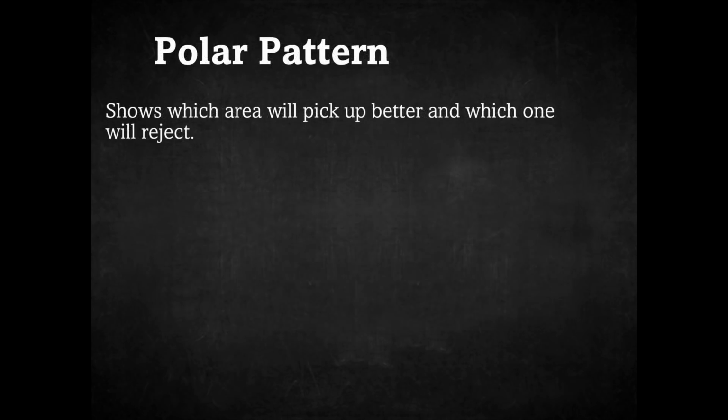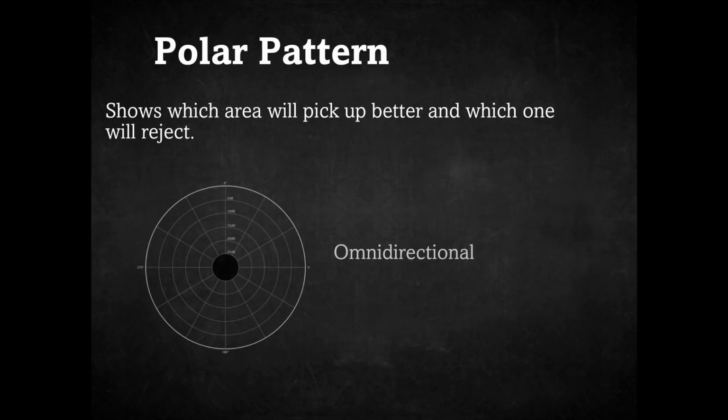One of these is the polar pattern. The polar pattern is a graphic that shows more or less the areas where a microphone will pick up a better sound and which ones it will reject. The first one is the omnidirectional pattern. This is basically that your microphone will record anything in the room, anything in all directions.